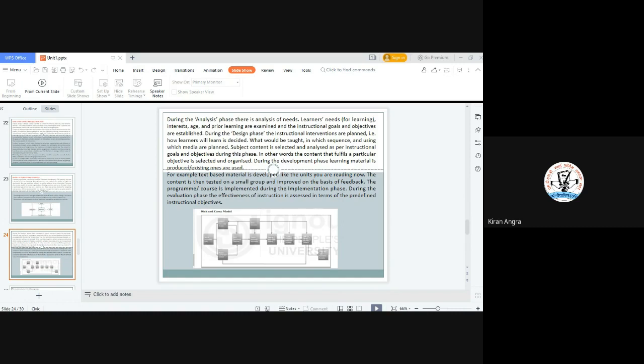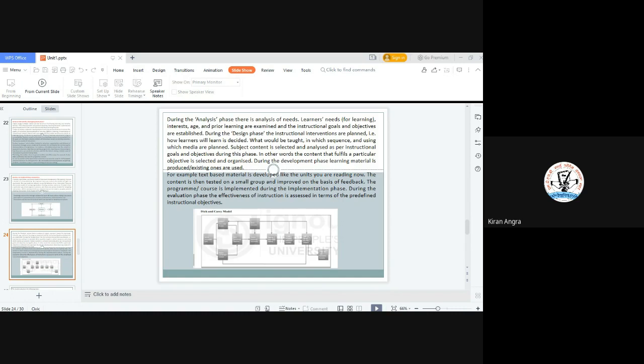Develop assessment instruments for testing entry behavior, to test what learners already know, what previous knowledge they have. And for the course, tools for the post-testing are decided. The items of practice and the problem solving are developed under this head.